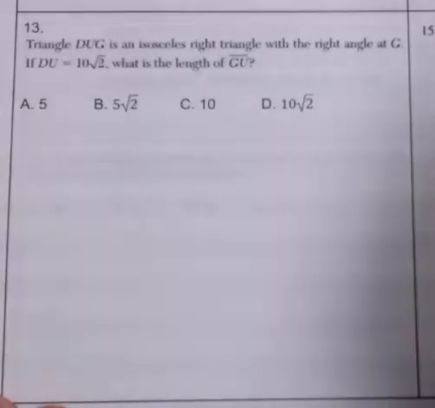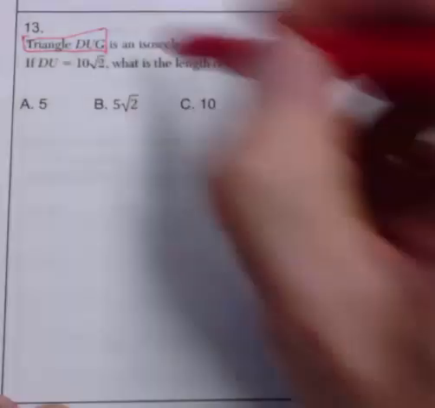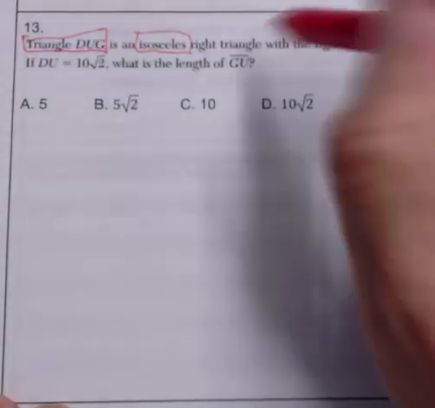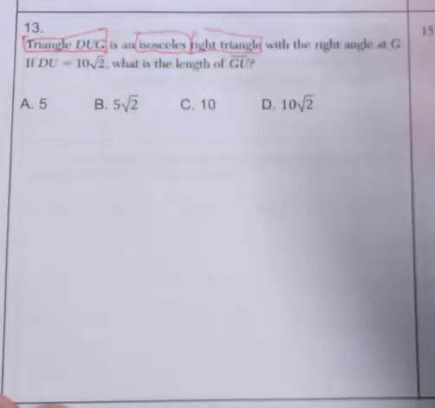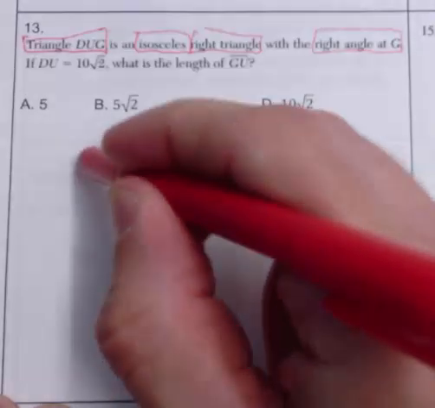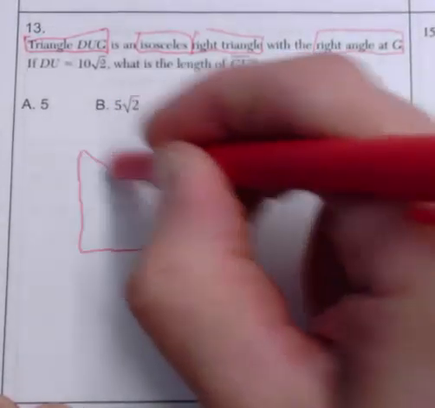Alright, we've got triangle DUG, which is not drawn, so I'm definitely going to draw it. It is an isosceles triangle, and it is also a right triangle with the right angle at G. So it's isosceles and it's a right triangle. Let me get my diagram of this.